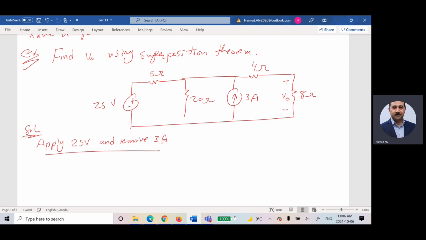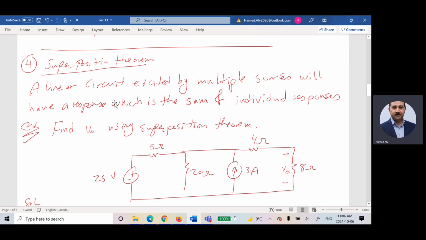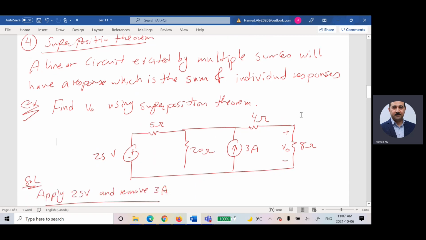But before I forget, because he said here, a linear circuit excited by multiple sources will have a response which is the sum of individual responses. What do you mean by linear circuit? You are talking about voltage or current. What about if I'm talking about power? Power is non-linear. Why? Because the power is equal to I squared times R, or V squared over R, or I times V. So the power is not considered for this theory.